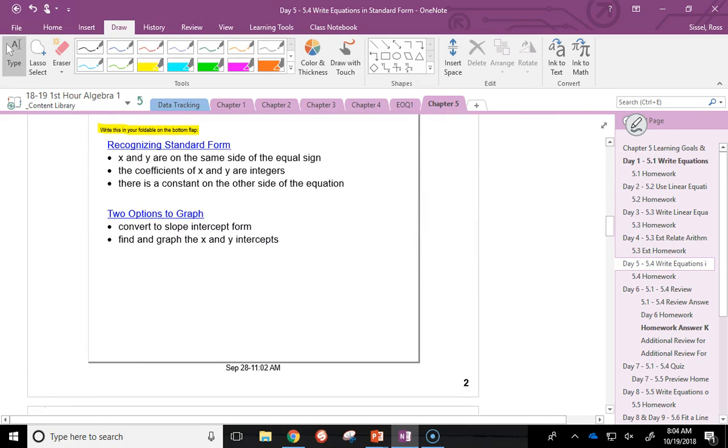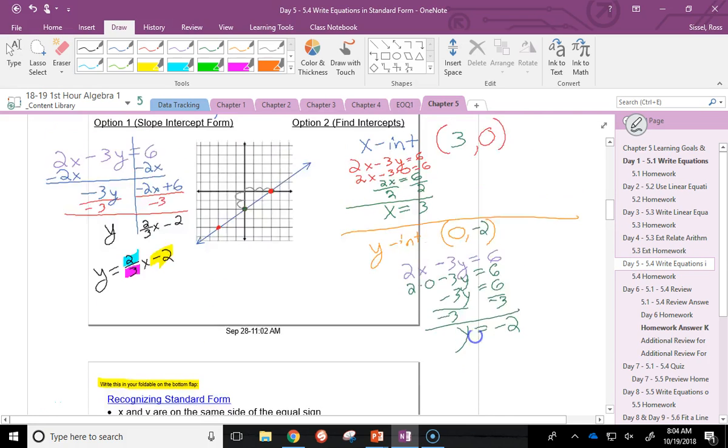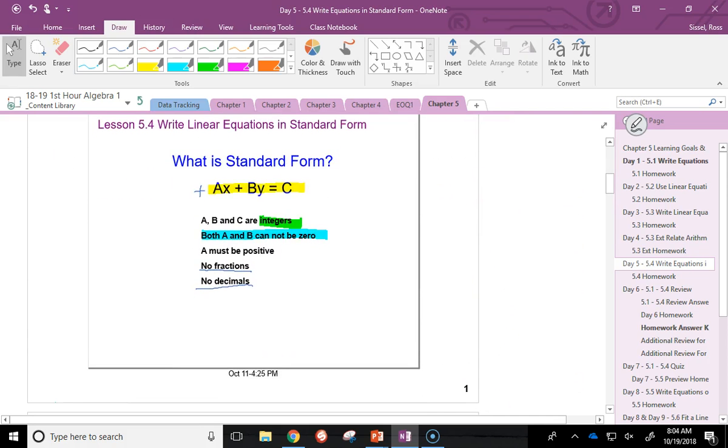This goes in your foldable. And I'm not going to wait a long time for us to copy this, just because you can go back and do this, and I think you'd rather have some work time. But recognizing standard form, x and y are on the same side of the equal sign. The coefficients of x and y are integers, okay? And there's a constant on the other side of the equation. If I go back up to here, kind of what we already said. X and y are on the same side. A and b have to be integers. They cannot be fractions or decimals. And the constant is on the other side. It's just a number.